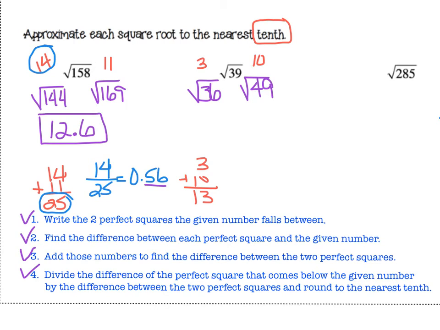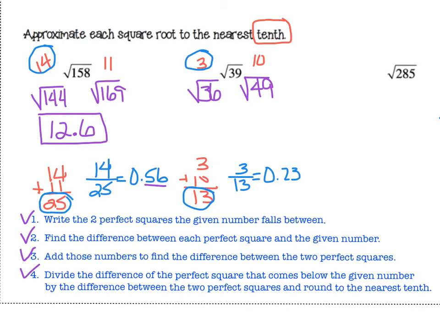So the next thing we're going to do is take the difference between the lower perfect square and the number we're trying to find, which is 3, and the total, which is 13, and divide these to get a decimal. So 3 divided by 13 gives me 0.23.